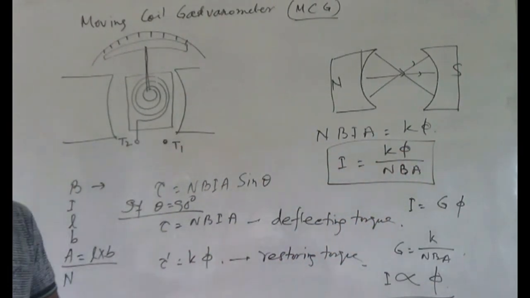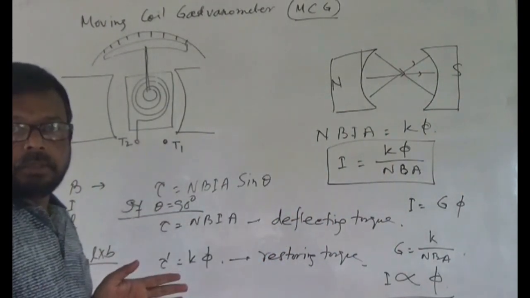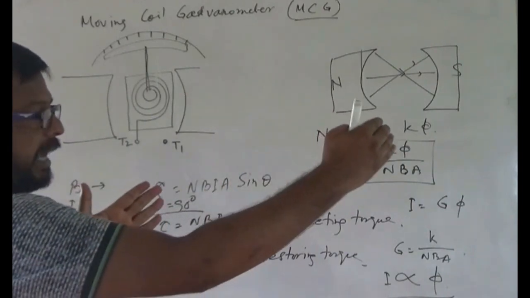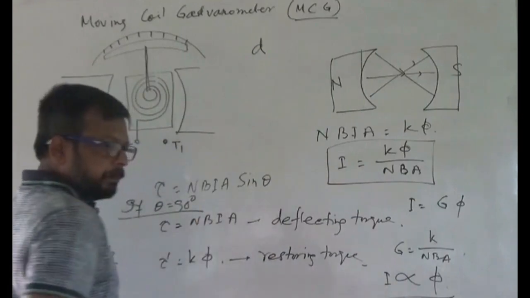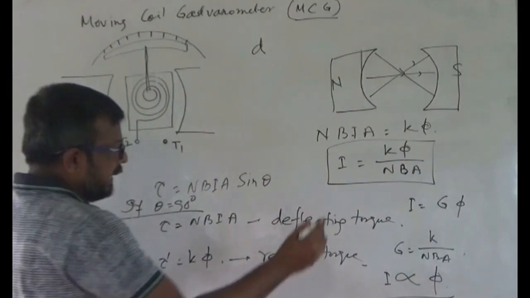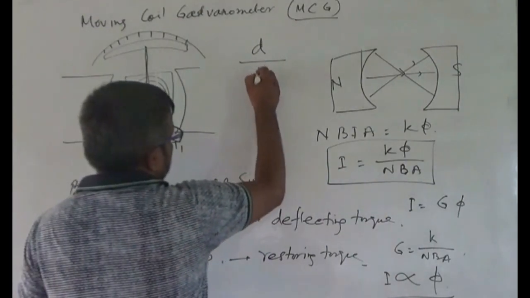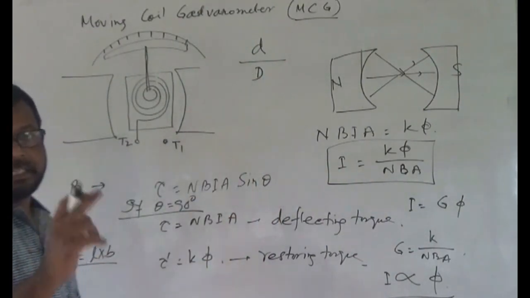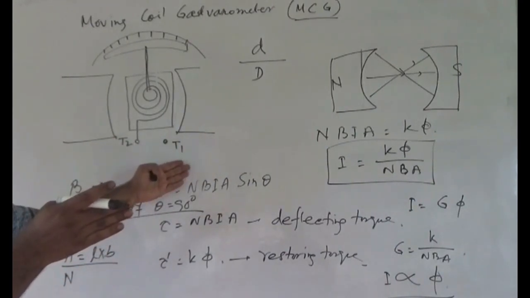In the suspended coil galvanometer, just measure the shift of the reflected light. If the shift is d, small d, then the angle of rotation of the reflected ray is d by capital D, where capital D is the distance of the scale from the mirror. Right? You can measure that.